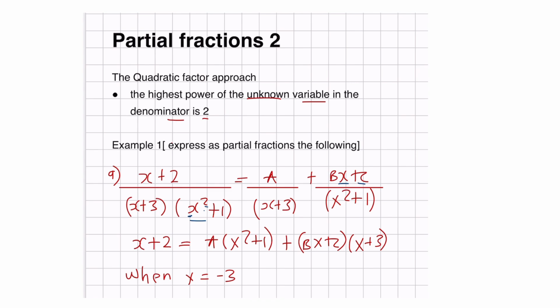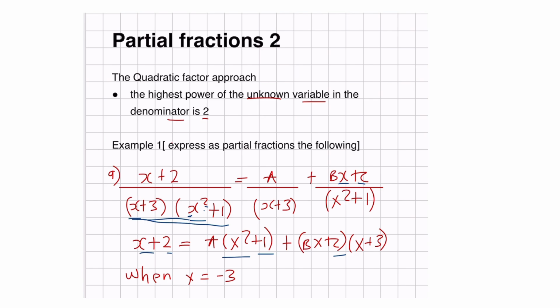So if you multiply both sides by the whole denominator here, on the left side, we'll be left with x plus 2. Then on the other side, when we multiply, a is multiplied by x squared plus 1, and bx plus c will be left with x plus 3, similar to this one here.